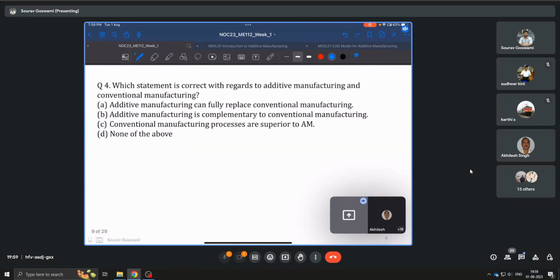This question is actually asking us to compare additive manufacturing and conventional manufacturing processes. We have a few statements regarding both of them. The first one is that additive manufacturing can fully replace conventional manufacturing. Is this true? Please focus on the word fully.